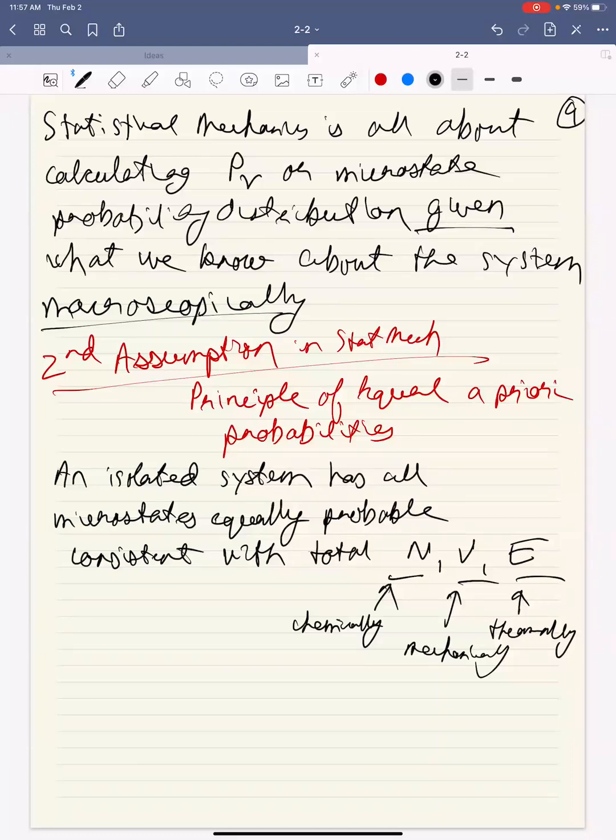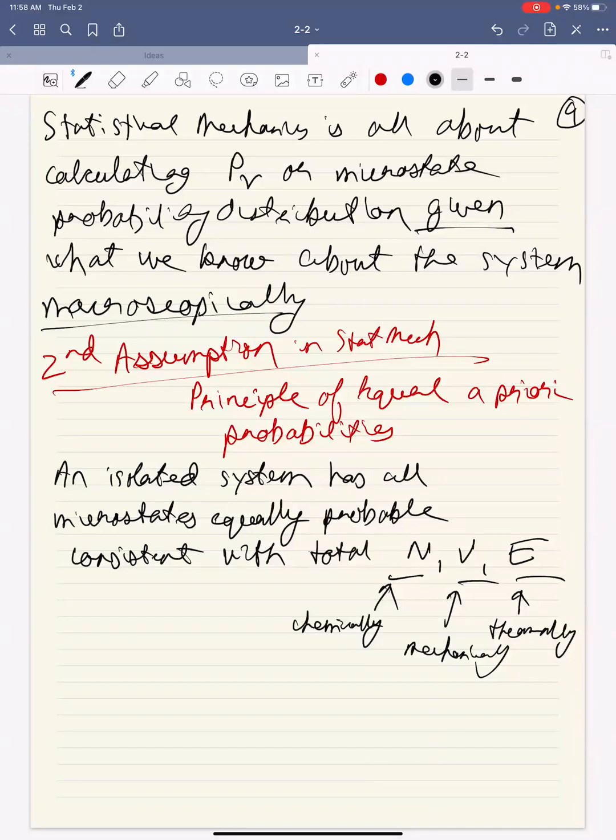And this second assumption, the principle of equal a priori probability, says that under such a case, all microstates that happen to have this n and this v and this e are going to be equally likely. Why does this assumption make sense? Because you have no way of probing the system. It's isolated. If you didn't know anything about the system, you can't do anything. You have to assume, right? There's no other way.